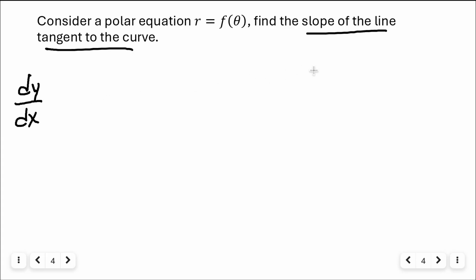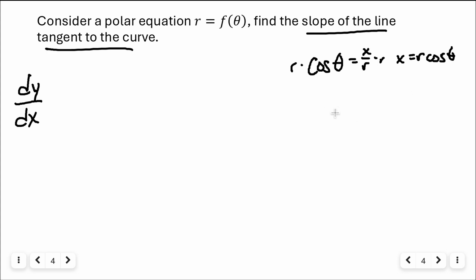Can we convert from polar back to rectangular? Well, we just did that a minute ago. We know cosine theta is equal to x over r. And if we multiply by r on both sides, we get x equals r cosine theta.